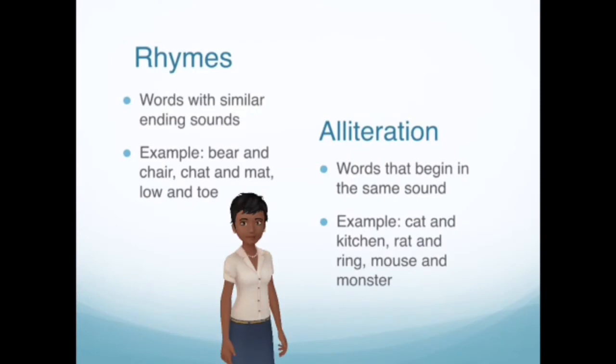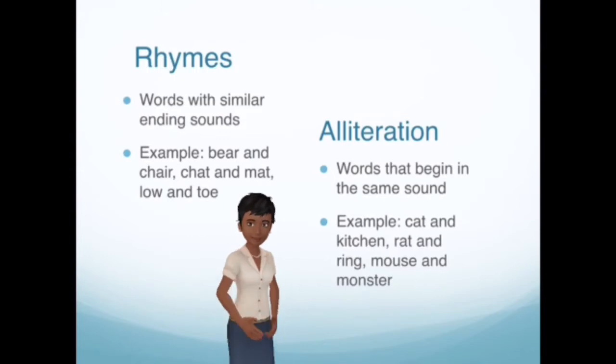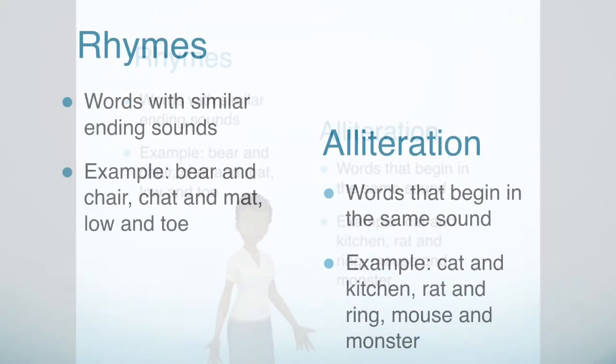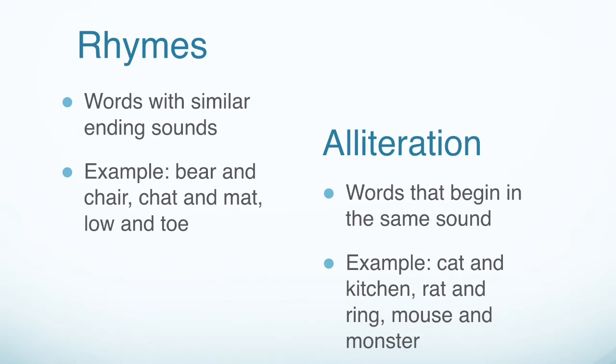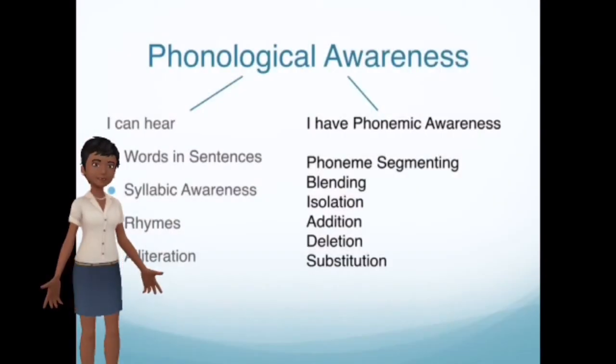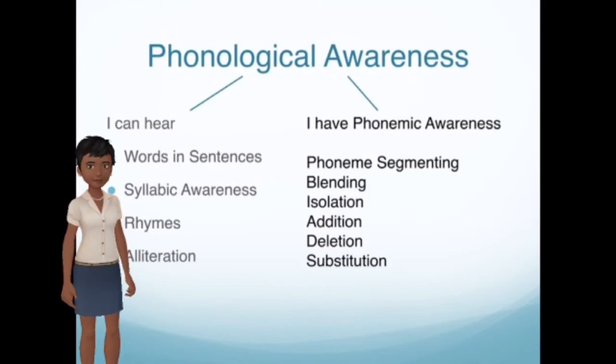Children should also be able to hear the similarities in words. Rhyming involves identifying words that have similar endings. Children learn this skill through nursery rhymes and songs. Alliteration involves identifying words that have the same beginning sounds. We have reviewed identifying words, syllables, rhymes, and alliteration.